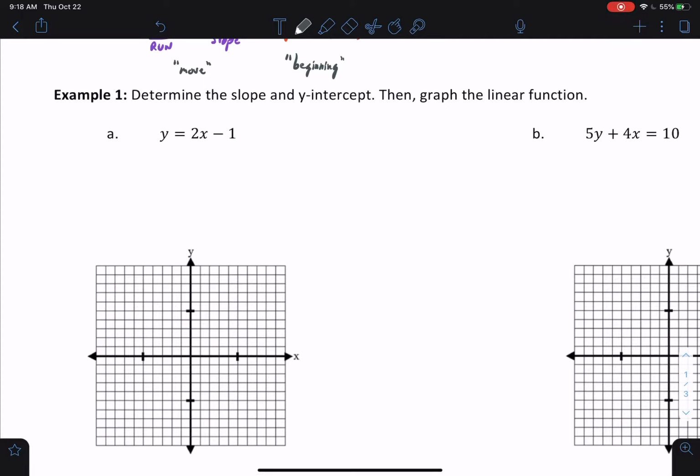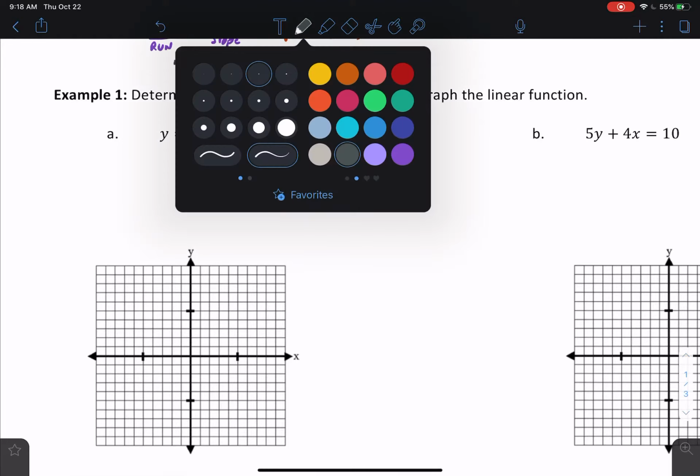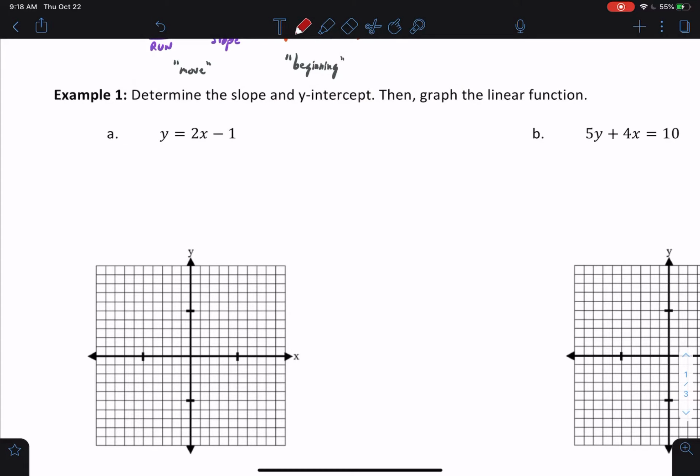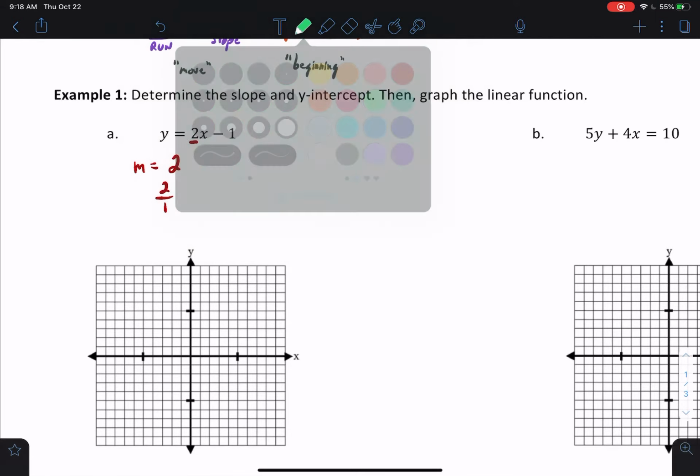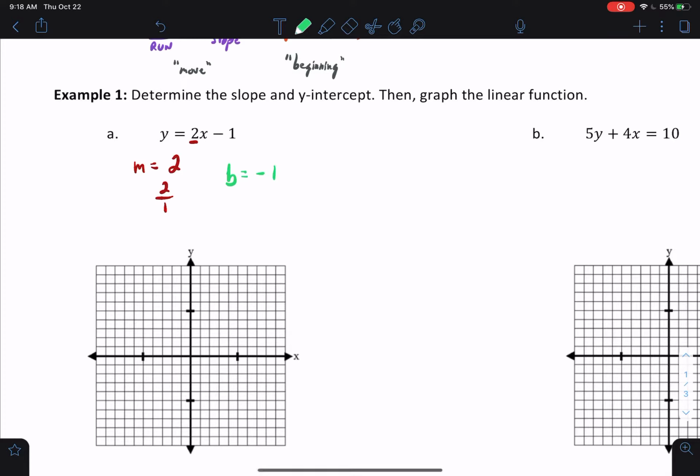All right, so in y equals 2x minus 1, this is already in slope-intercept form. The slope is 2, just the number in front of the x. The x does not come along. It's just the m value, which is 2 over 1. My rise over run, I'm going to go up 2 to the right 1. And my b value is negative 1, which means that my y-intercept is negative 1.